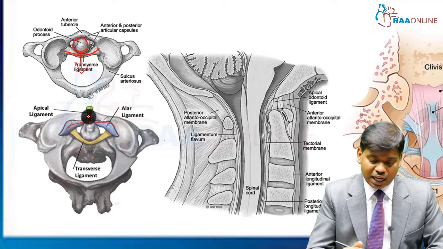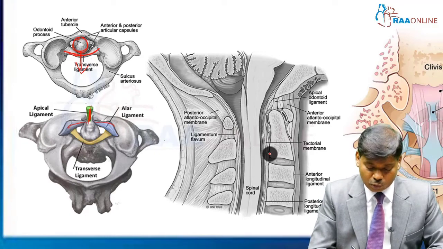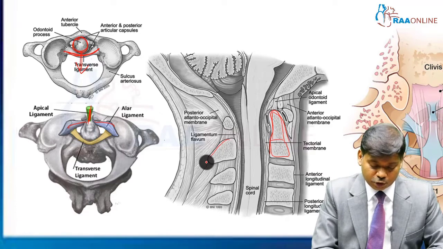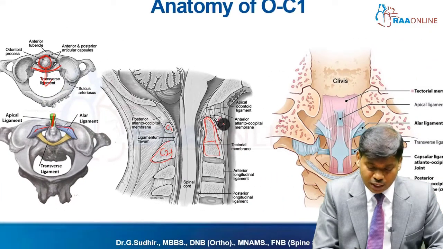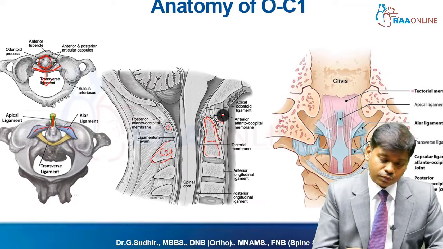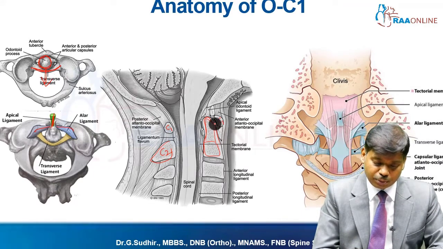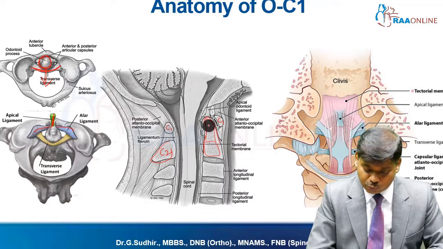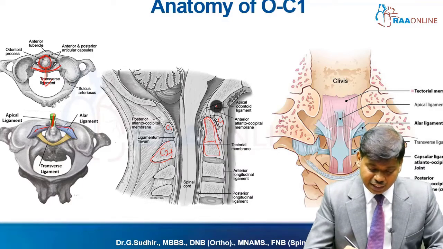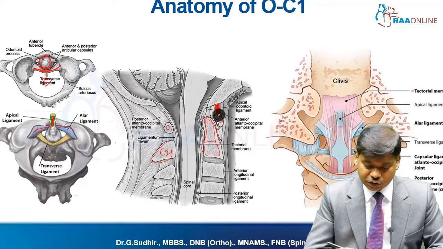Now coming to the sagittal view, here you can see the odontoid. This is the C2 body, this is the odontoid, and the spinous process of C2. This is the C1 posterior arch, and the C1 anterior arch. As I said, the odontoid is just behind the anterior arch of C1, and this is the anterior atlanto-occipital membrane, which is nothing but a continuation of the ALL, the anterior longitudinal ligament.